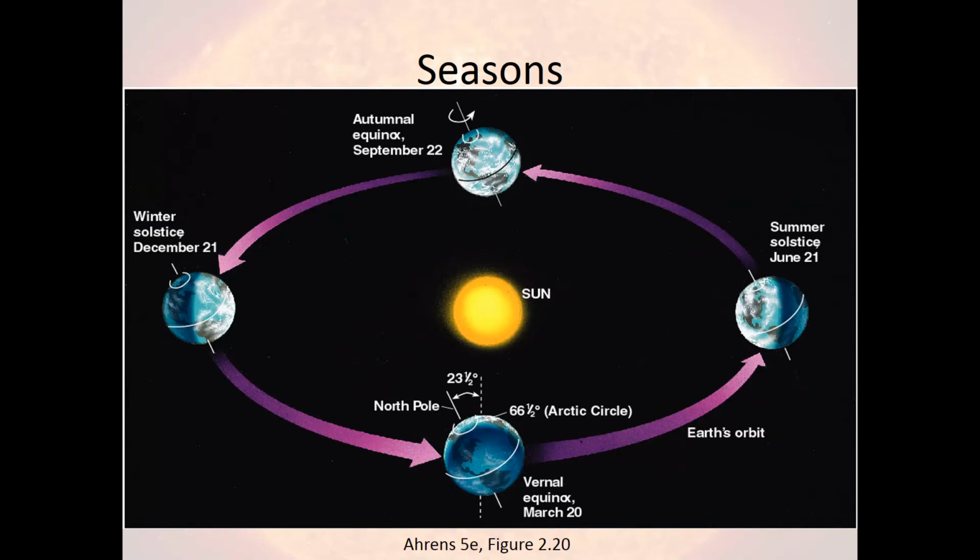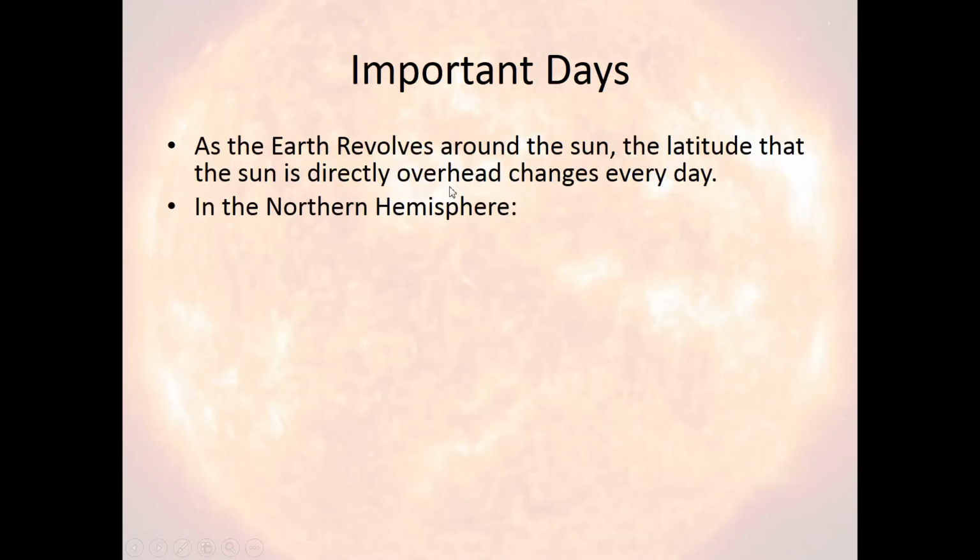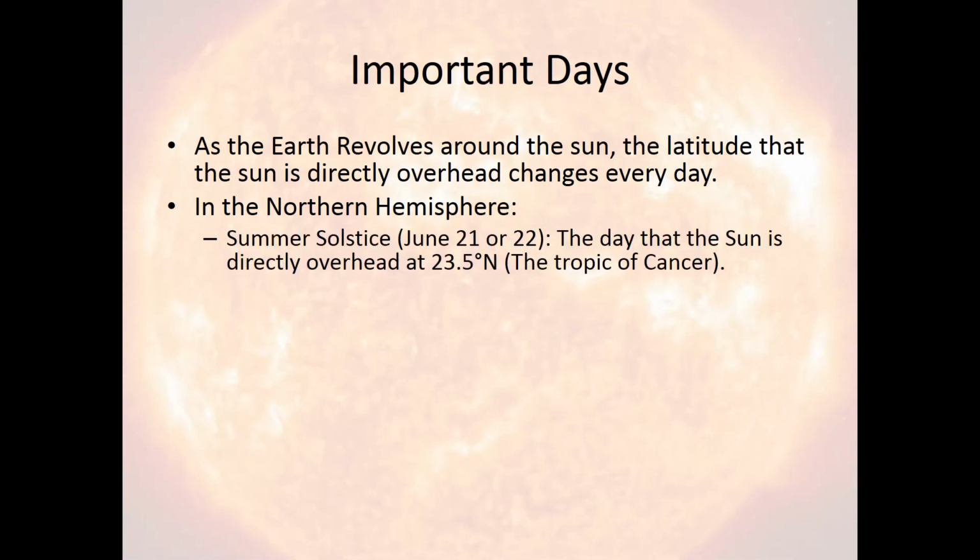Now, it's worthwhile memorizing these dates because these are very important dates on our astronomical and meteorological calendars. So these are dates that are worth remembering. In the northern hemisphere, our summer solstice takes place on either June 21st or 22nd. On that day, the sun is directly overhead at 23.5 degrees north. We actually call that latitude the Tropic of Cancer. So on that day, the sun is directly over the Tropic of Cancer.